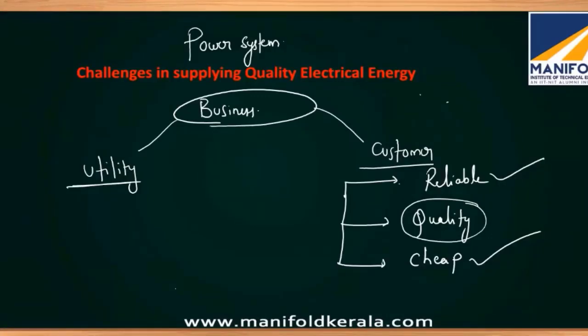So the utility's primary objective is profit. The second one is brand value. Customer satisfaction. Customers, if they're satisfied, they'll repeatedly come to the same supplier. So this is a perception where we are seeing the power system as a business. Eventually, most of the decisions in the power systems are made based on the costs only.